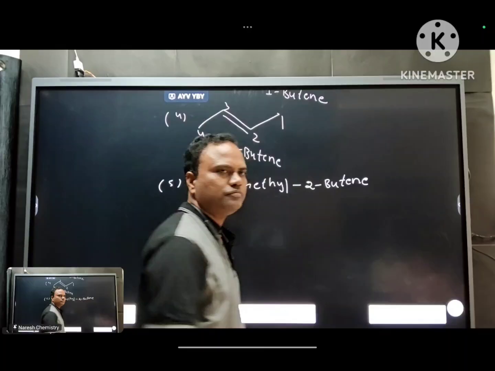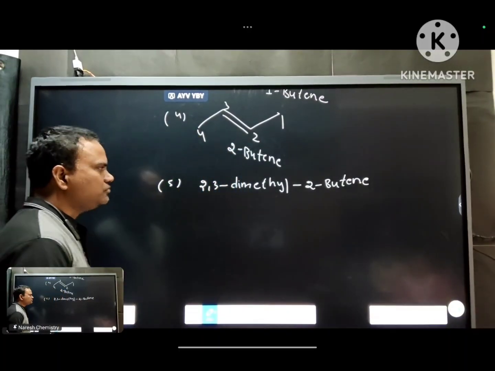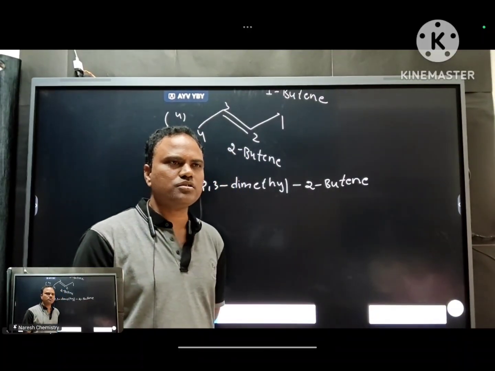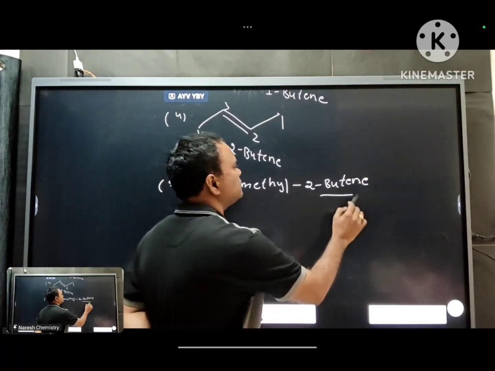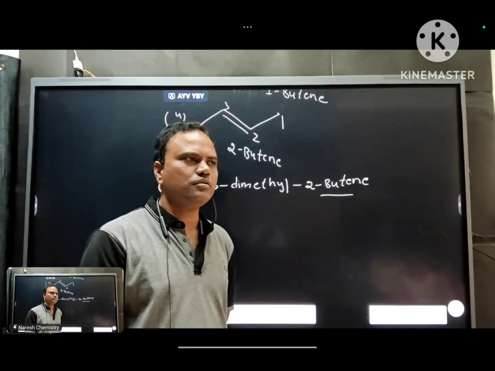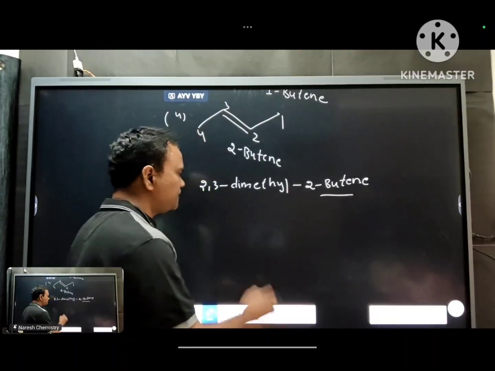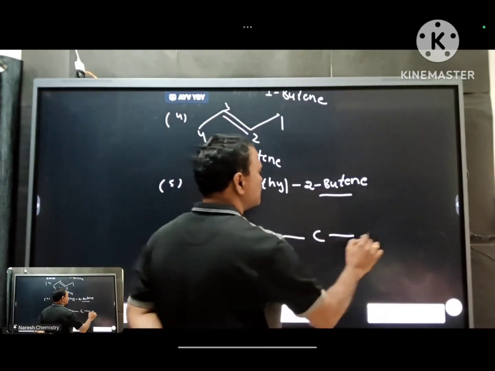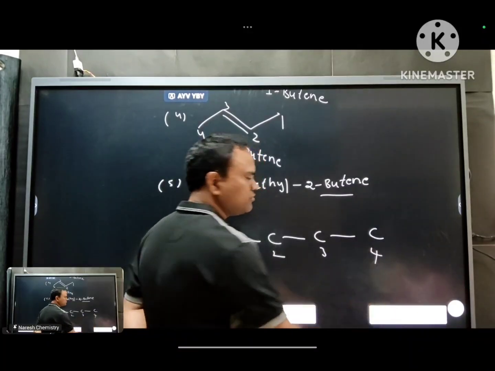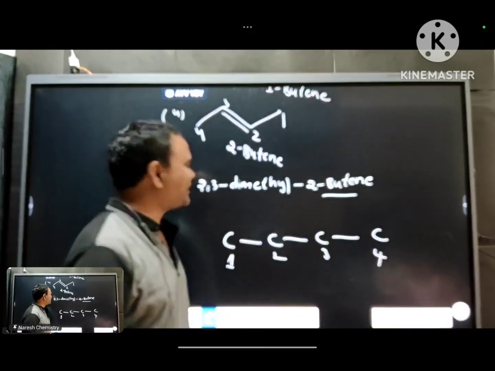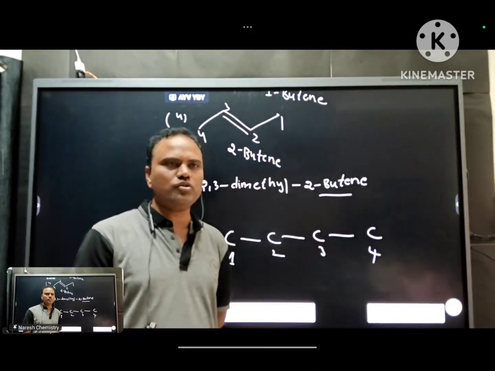2,3-dimethyl-2-butene. How to draw the structure for this? First, write the number of carbons based on the root word: but, 1, 2, 3, 4. Give the numbering 1, 2, 3, 4. At the second and third positions, a methyl group is present.